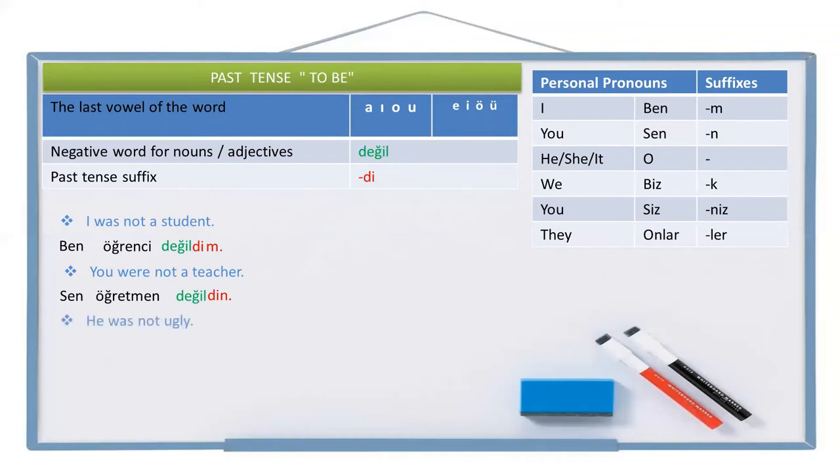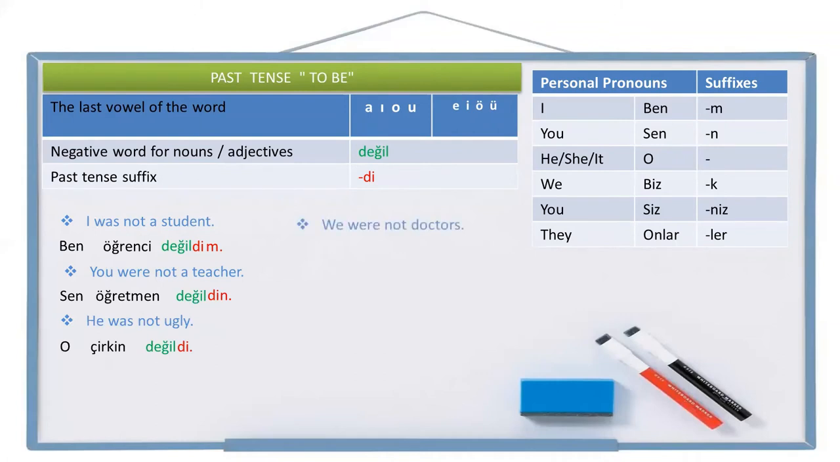One more example. He was not ugly. That's right. Person pronoun he first. O. Ugly, çirkin. Not ugly, çirkin değil. Was not ugly, çirkin değildi. There is no person pronoun suffix for o. So the sentence is o çirkin değildi. He was not ugly.